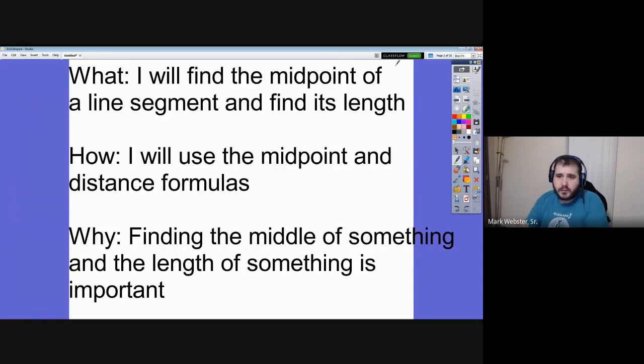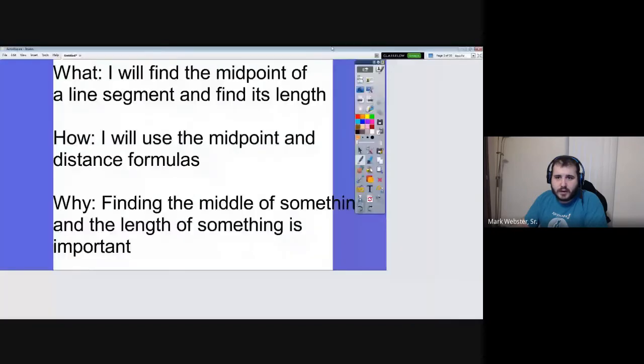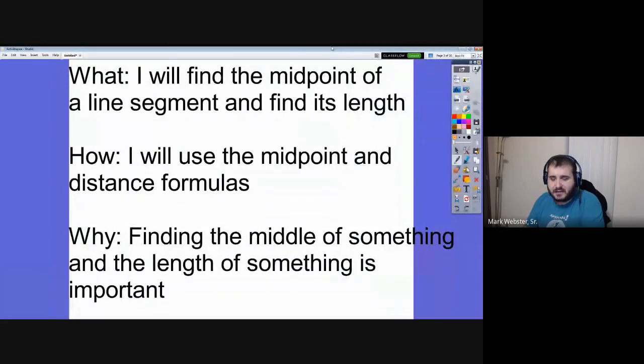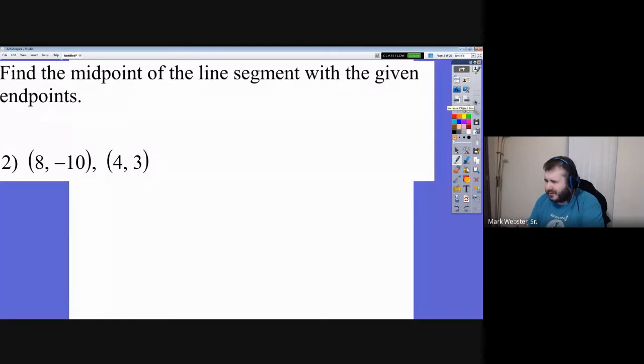So what are we doing today? Today we are going to find the midpoint of a line segment and then find its length. There are two formulas we're going to go over. One is to find the midpoint. The other one is to find the distance from one point to another. And so as we're going through this, let's start with midpoints. We're going to start with the easiest thing possible.